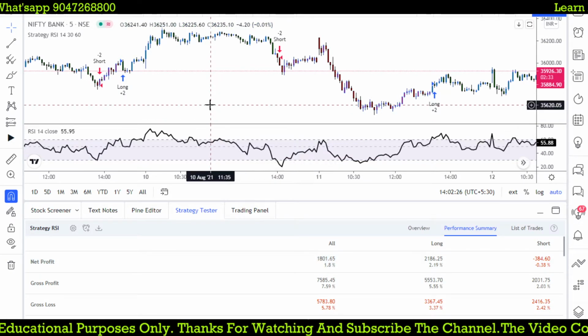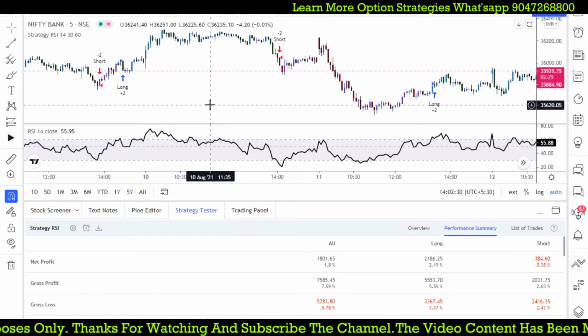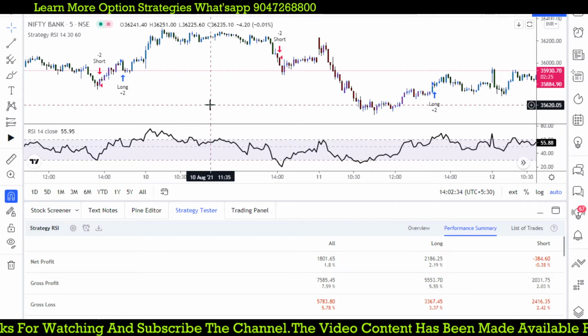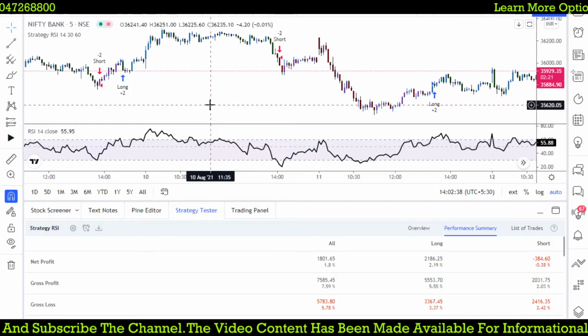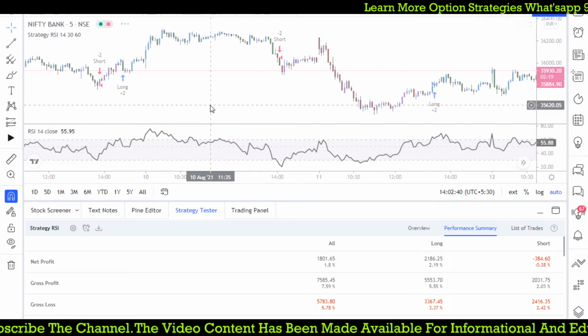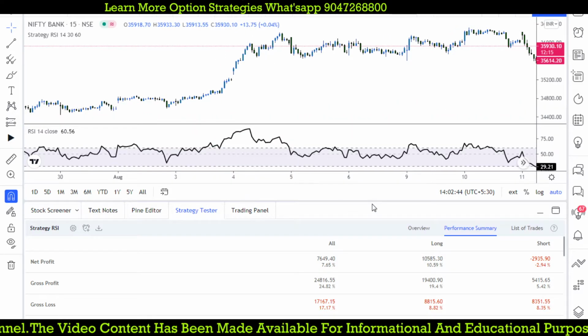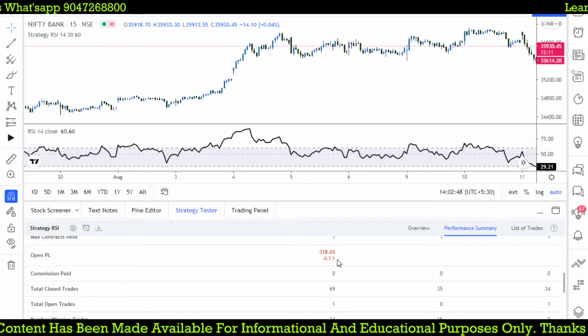Now if I use the same strategy on a higher time frame, how profitable does it become? We used the 5-minute chart, right? So if I use the 15-minute chart, what is my profitability? Here you check that the profit is around 7,600 points.